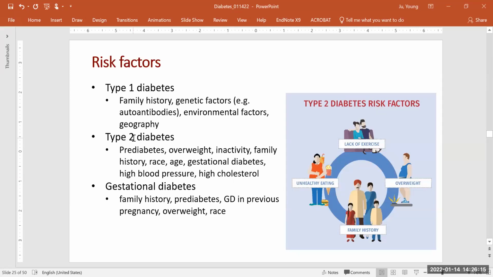Risk factors for gestational diabetes include family or personal history, prediabetes, and gestational diabetes during a previous pregnancy, which could increase risk. Being overweight before pregnancy increases the risk, and women who are Black, Hispanic, American Indian, or Asian are more likely to develop gestational diabetes. And again, we don't know the reason yet.